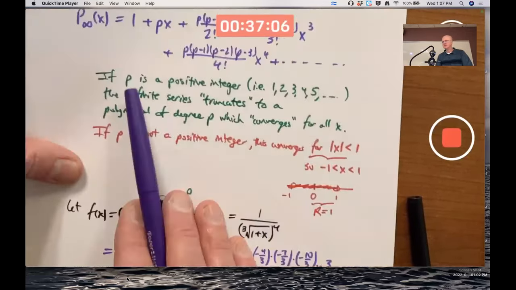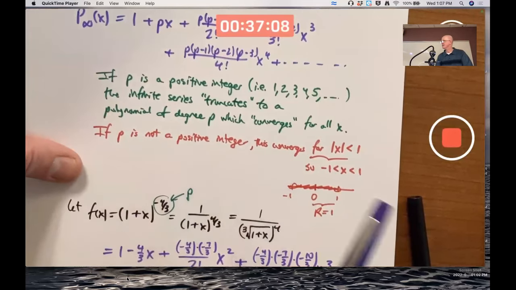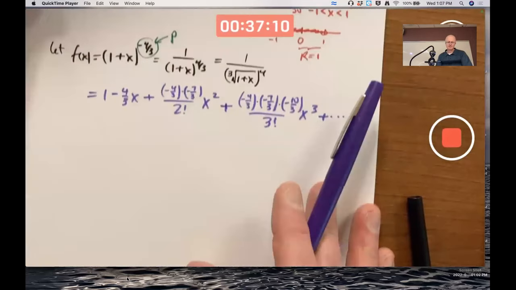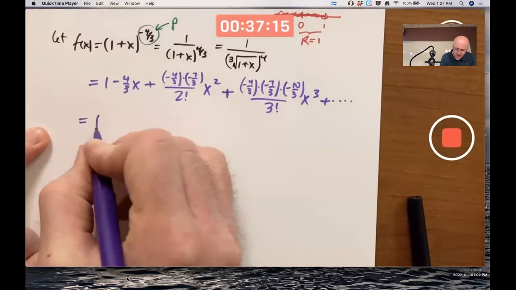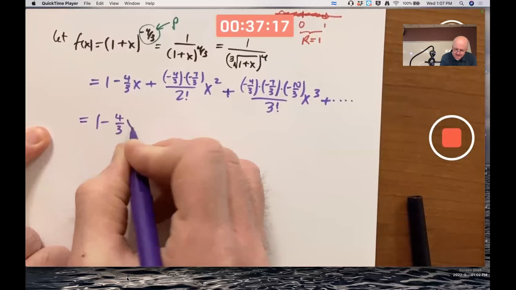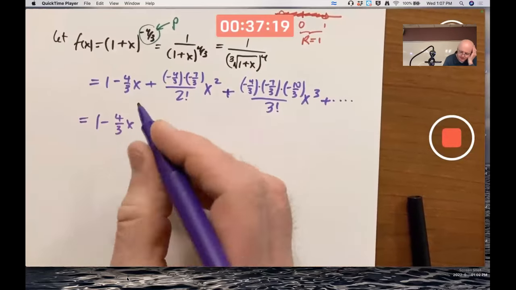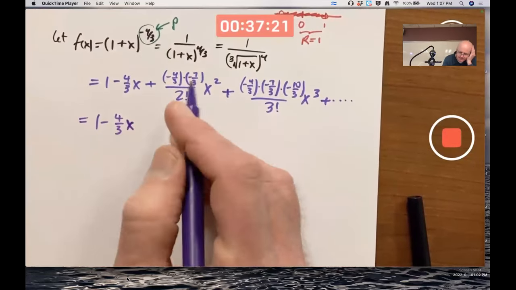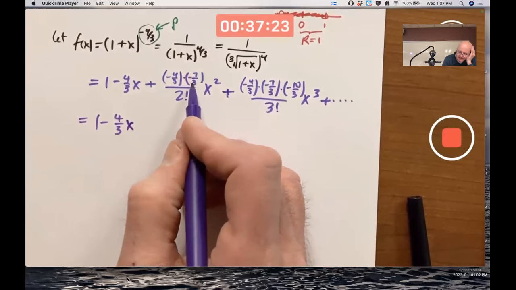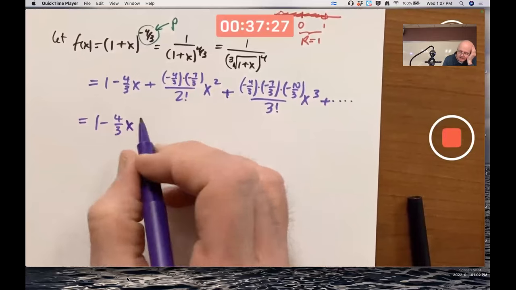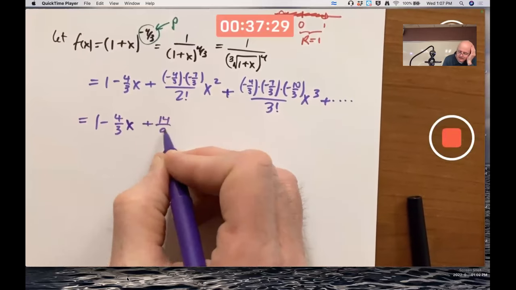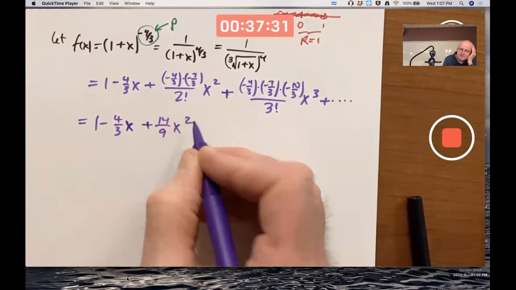It's only a geometric series when p is negative 1. Otherwise, it's not geometric. Simplify. 1 minus 4/3 x. Do some arithmetic in my head here. This becomes positive 28 over 9, all divided by 2. Positive 14 over 9. X squared.